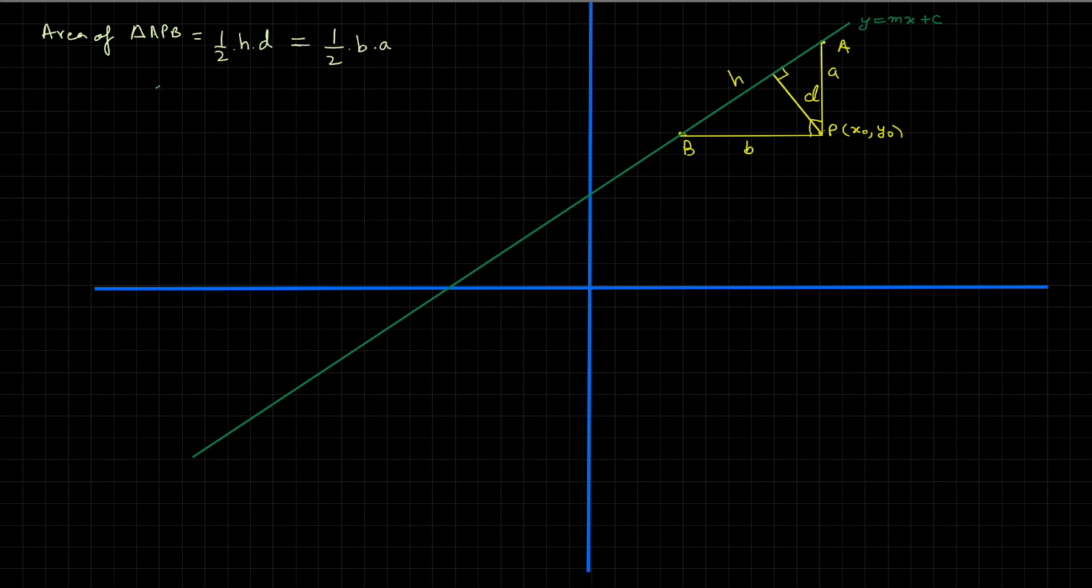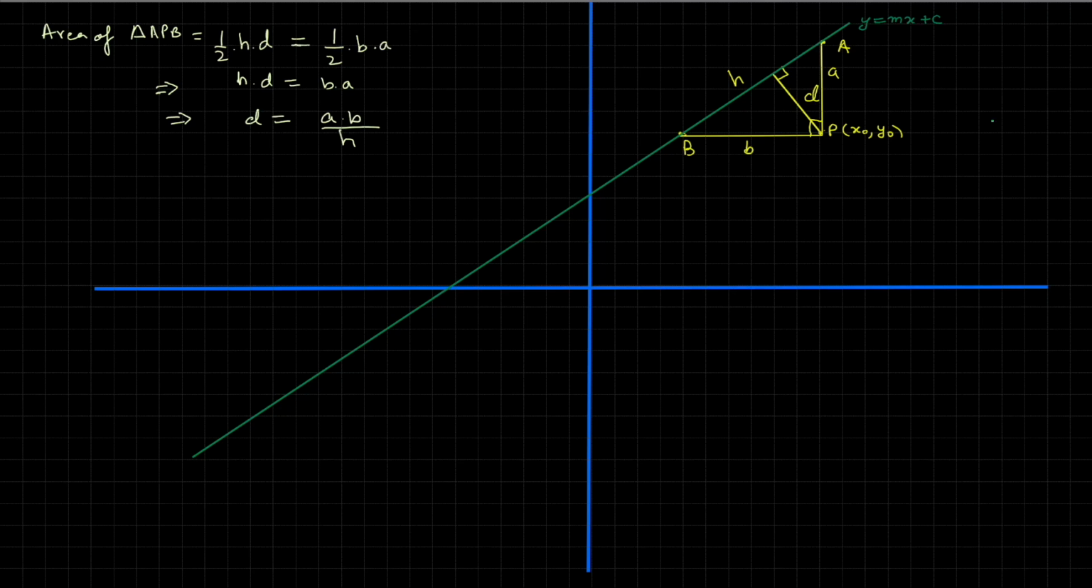Rearranging a little bit, we can see that h times d is b times a, or d is equal to a times b divided by h. So as you can see, if we know a, b and h, we can find d. And the idea of this proof is that it's simpler to find a, b and h than d directly.